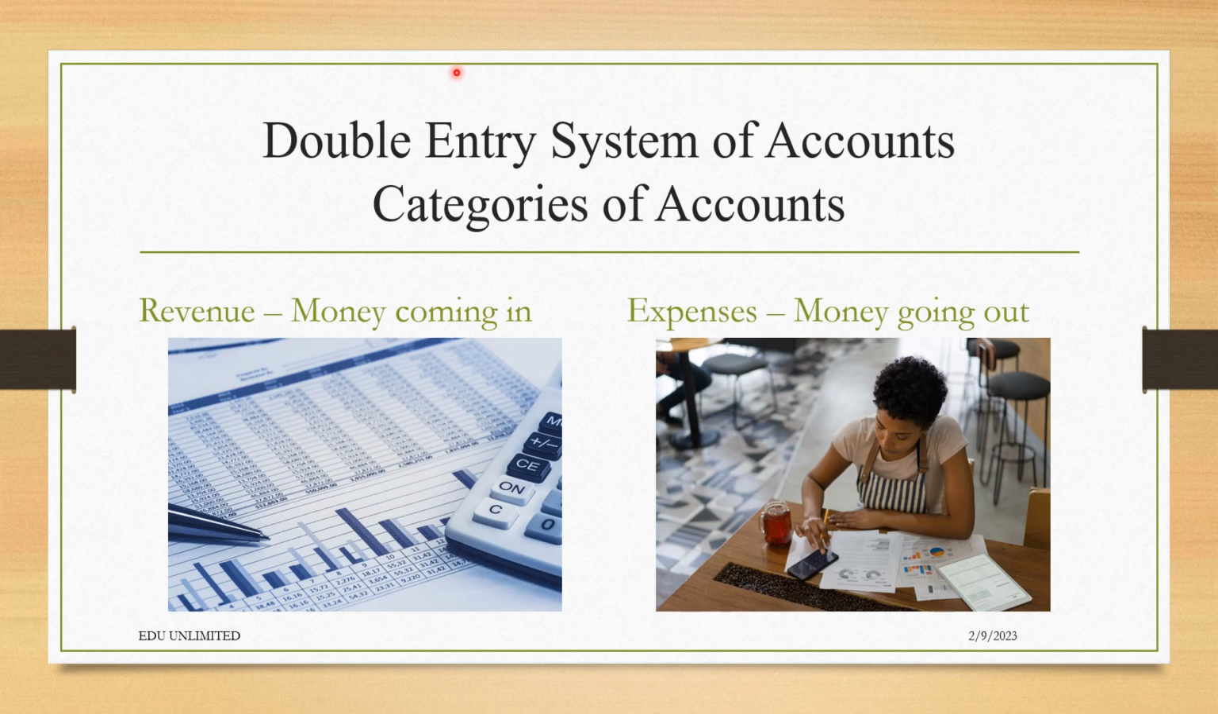As we continue to look at the double entry system of accounts, we look at two important categories of accounts: revenue, which is money coming into the business, and expenses, which is money going out of the business.